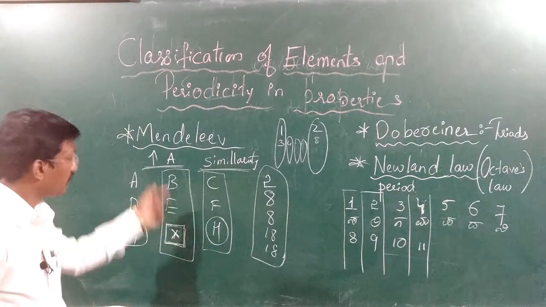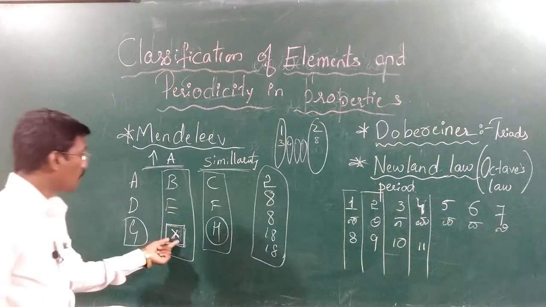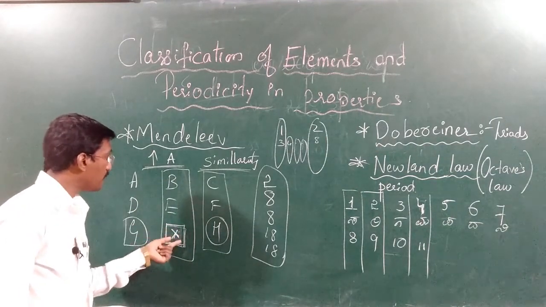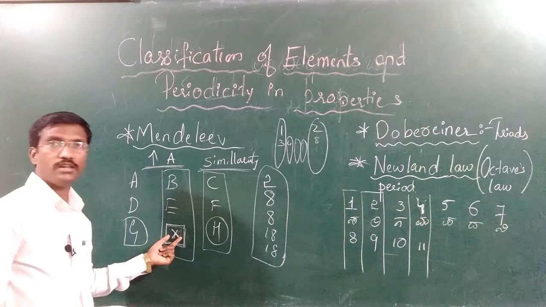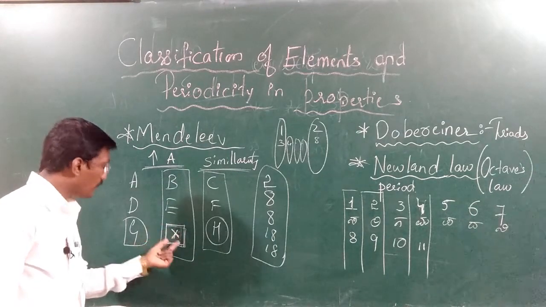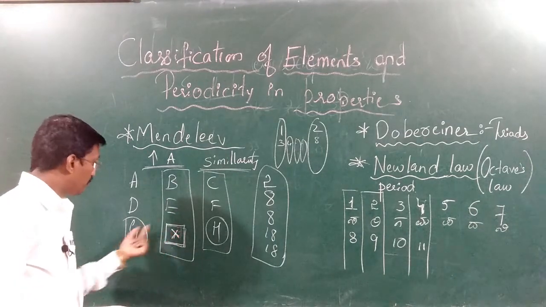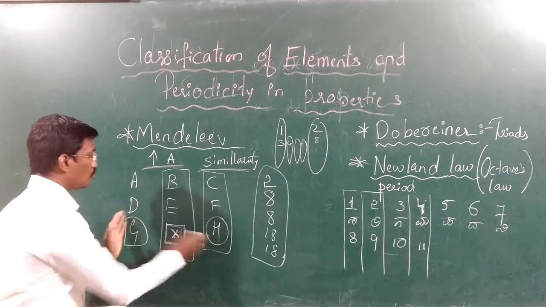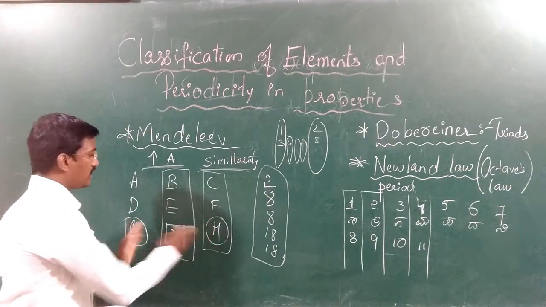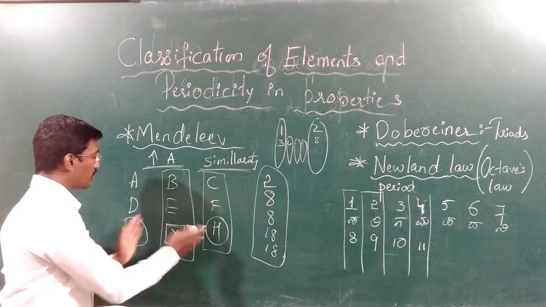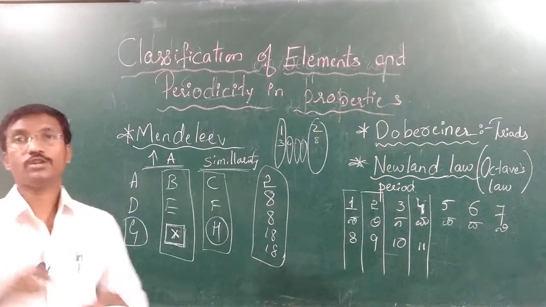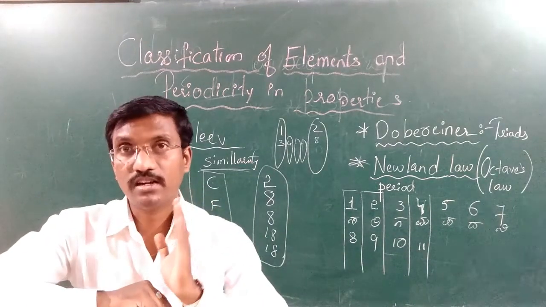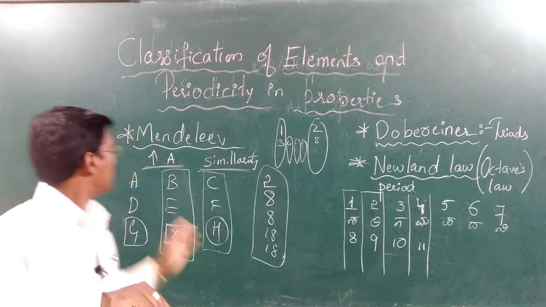He kept some of the spaces vacant, and he suggested that a vacant space indicates an element having properties similar to the same group, with an atomic mass between G and H. That means it will have an atomic mass between the previous element and the next one. This kind of suggestion was given by the scientist Mendeleev.